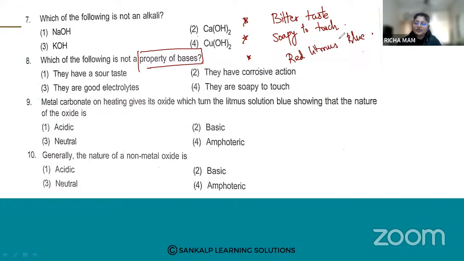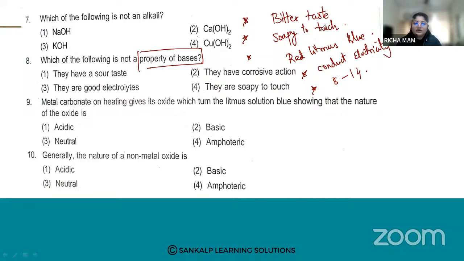So these are some of the properties. Bases will conduct electricity. I hope you are noting down these points. Then the pH of bases is from 8 to 14. Okay, so these are some of the main important properties.